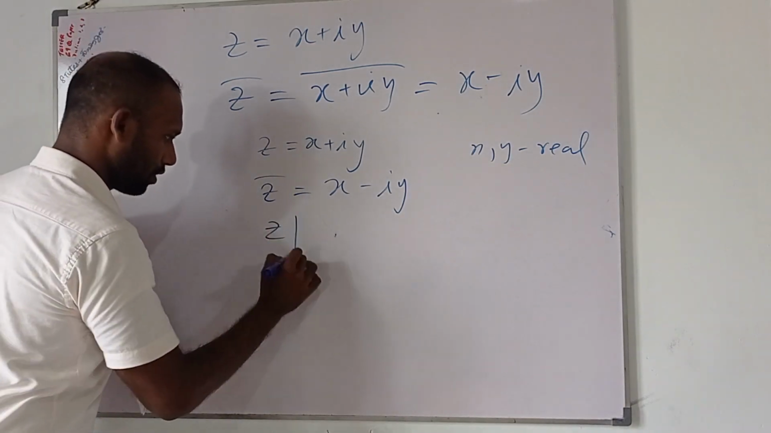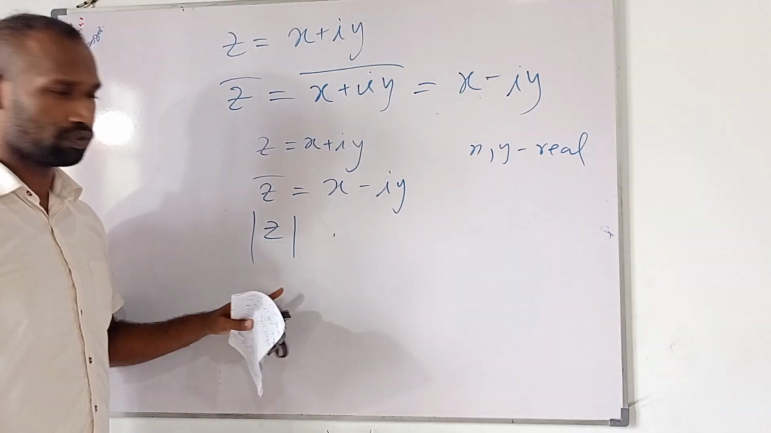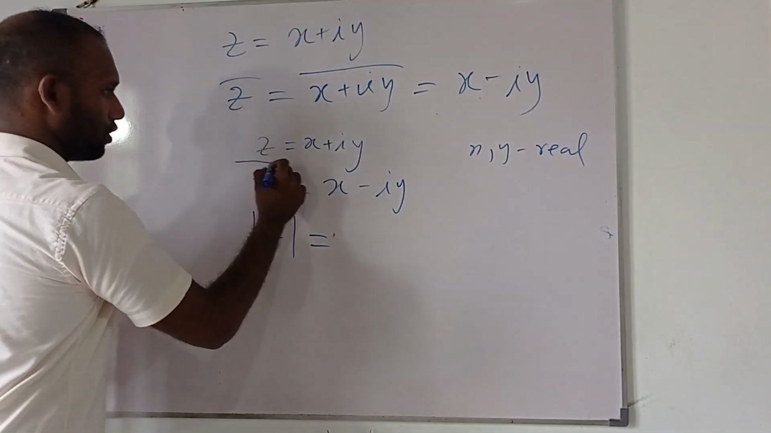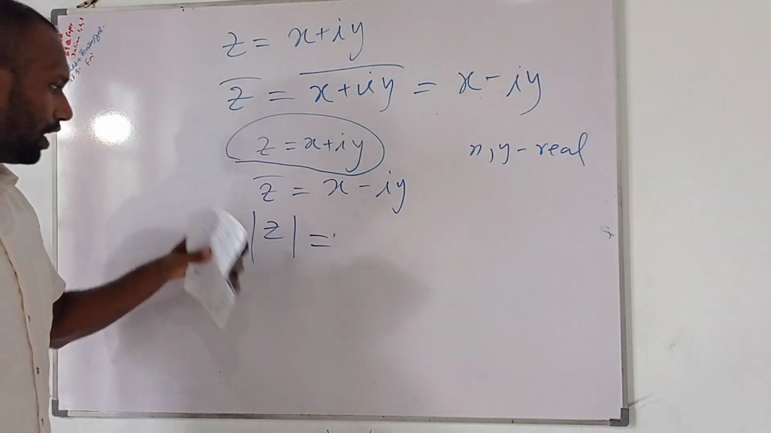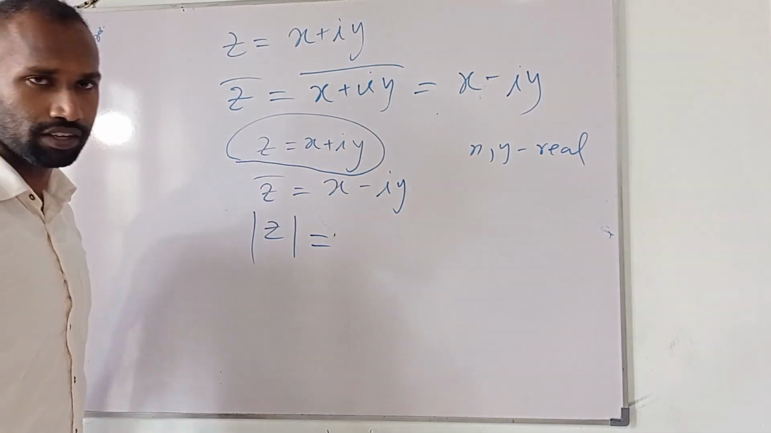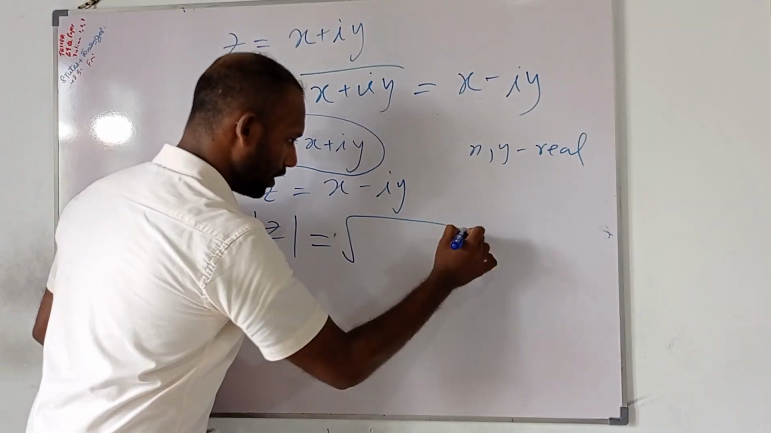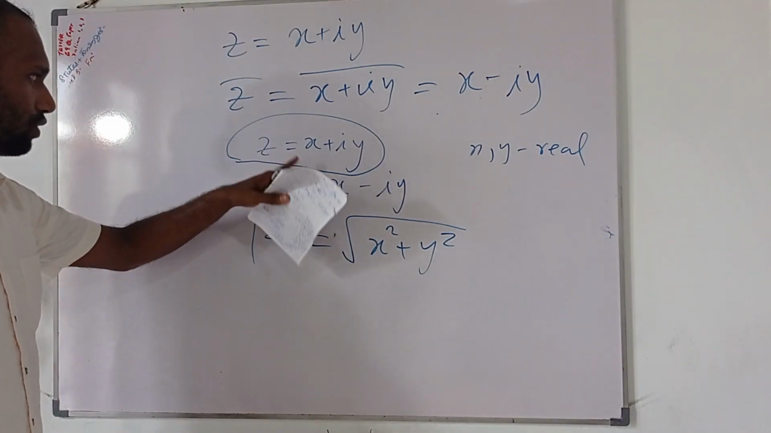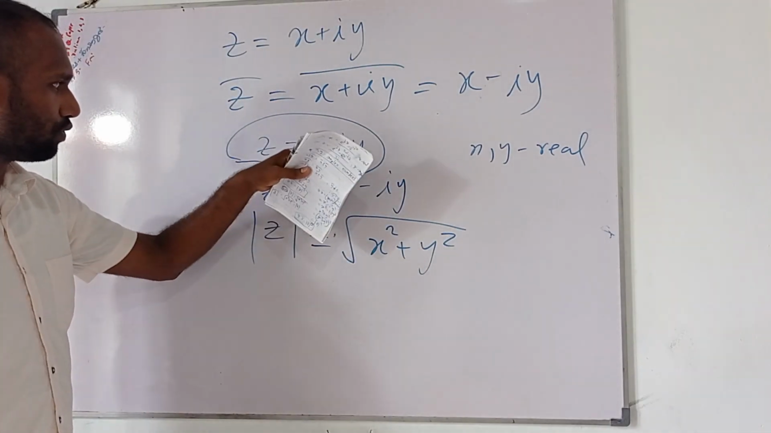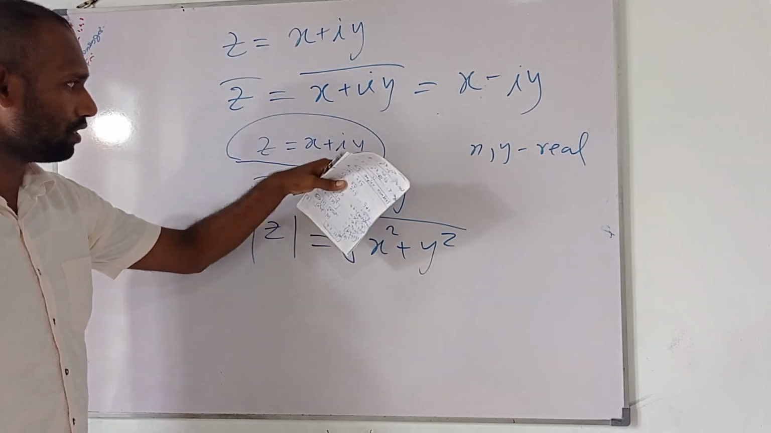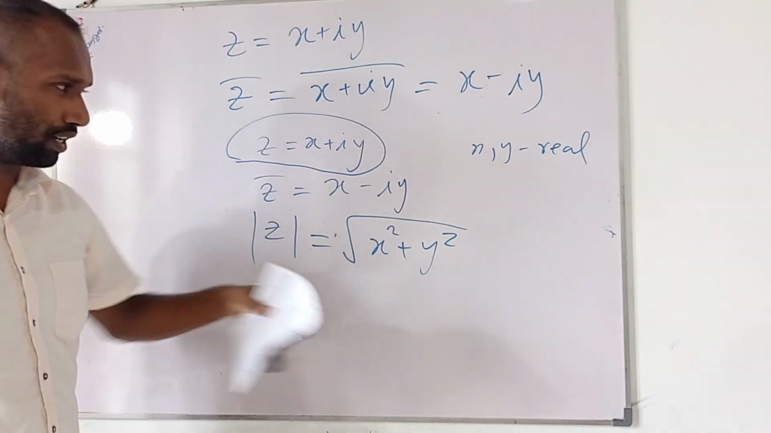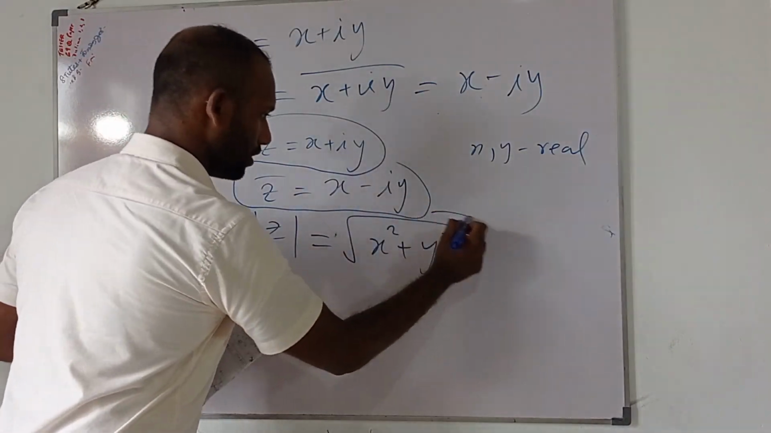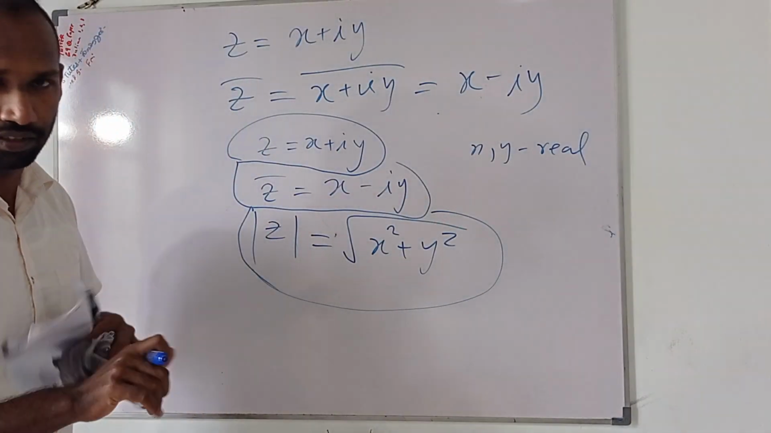Then the modulus of z, so z is this, equals square root of x squared plus y squared. So it is the square root of Re z squared plus Im z squared. Okay, so you have to remember these things.